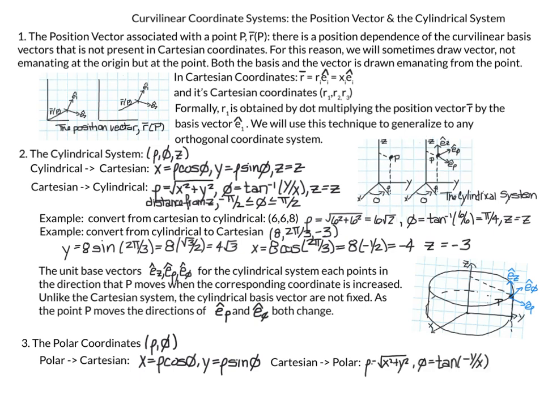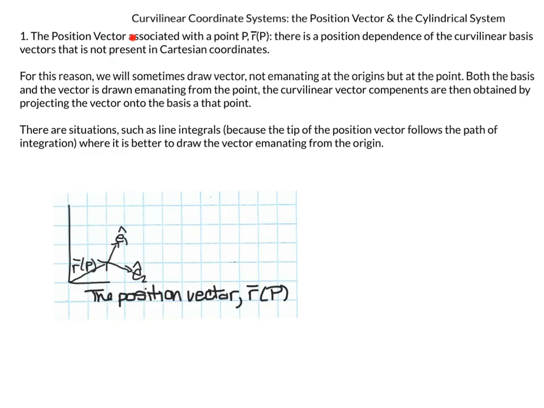And now we are ready to go into more detail of our first topic, the position vector. We start with the position vector associated with the point P, and we denote that with r for position. It's a position vector, so we have a bar on top, associated with point P, so r of P. So there's a position dependence of the curvilinear basis vectors that's not present in the Cartesian coordinates, and we alluded to this in our introduction, that the basis vectors change according to where we are in the space. And for this reason, we sometimes draw a vector not emanating at the origin, but at that point.